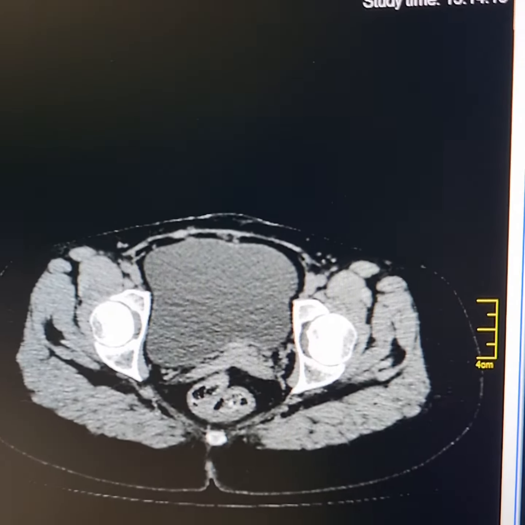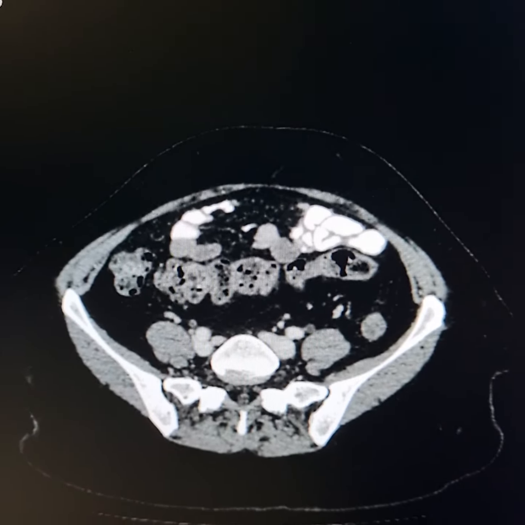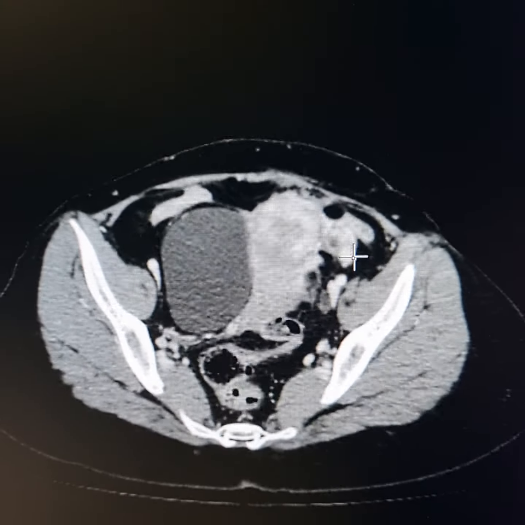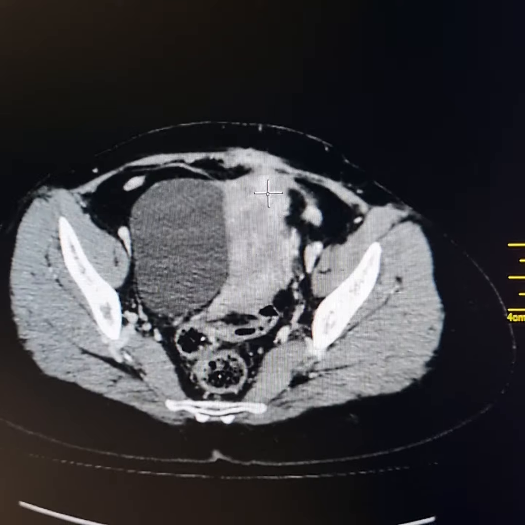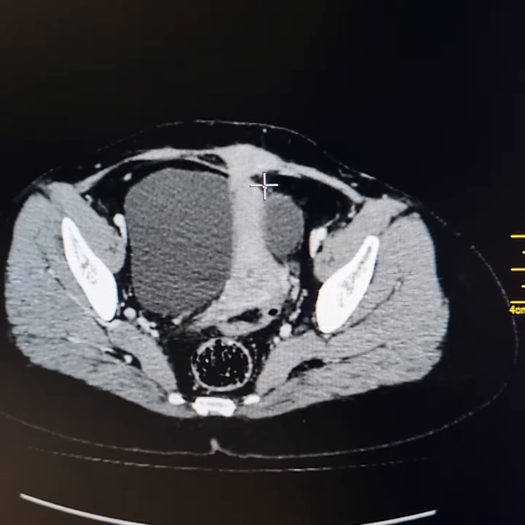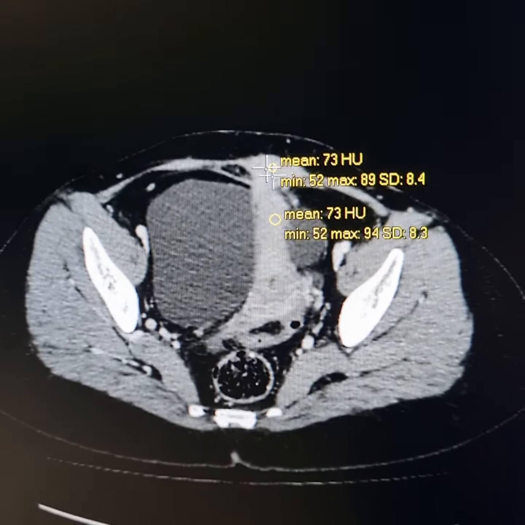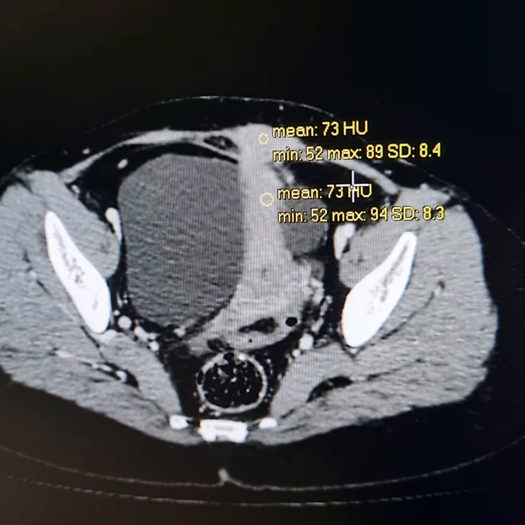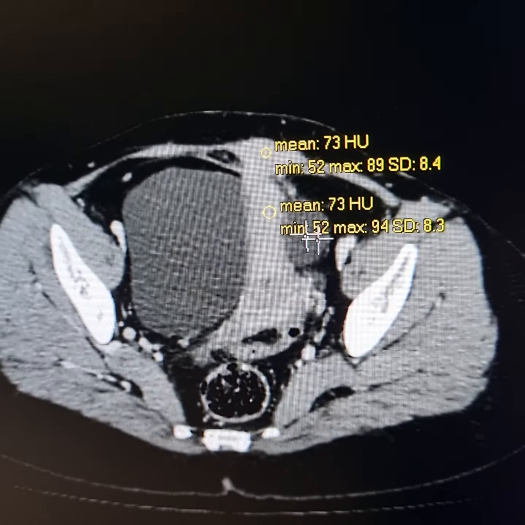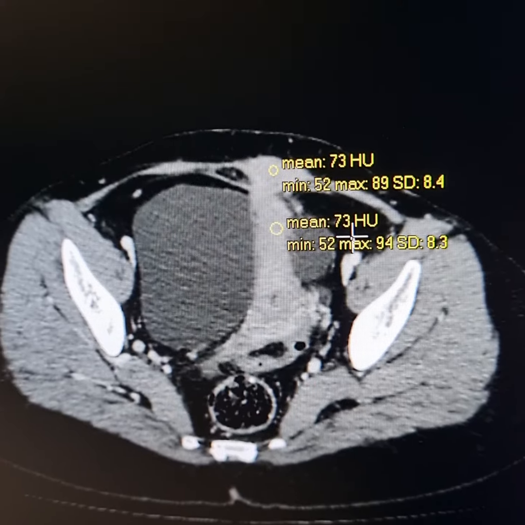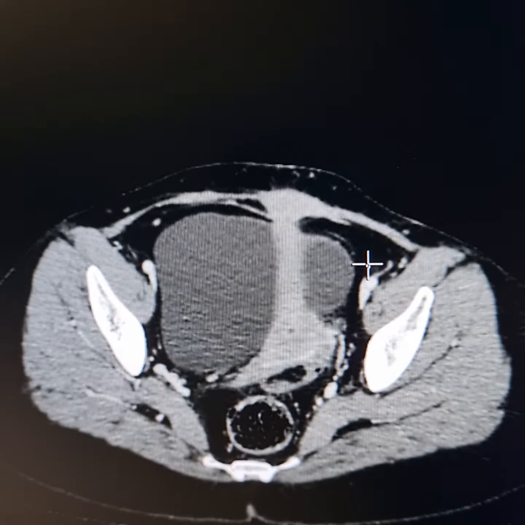her post-contrast scan. This is the post-contrast scan. Please observe the adherence of anterior wall of the uterus to the posterior surface of anterior abdominal wall. Now this mass lesion here, it has enhanced and its CT density is approximately 73 HU. This is uterus, this also enhances and its CT density is approximately 73 HU. So this is an endometrioma here.